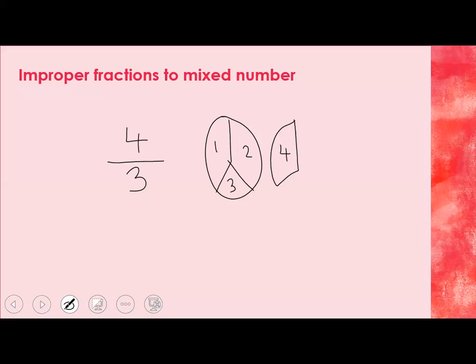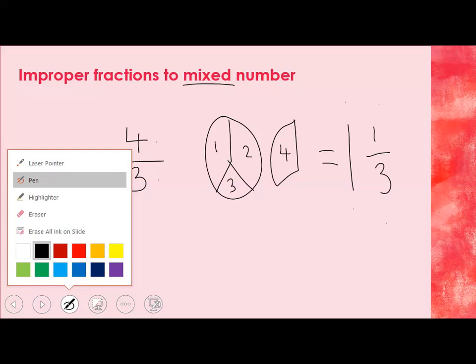Now, with 4 thirds, you can see the numerator is greater than the denominator. Another way that I could say this is I've got 1 whole one and 1 third. And 1 whole one and 1 third, that is a mixed number. I have a mix of whole numbers and a fraction. That's why we call it a mixed number. So an improper fraction is where my numerator is greater than the denominator, and a mixed number is where I have a mix of whole numbers and fractions.